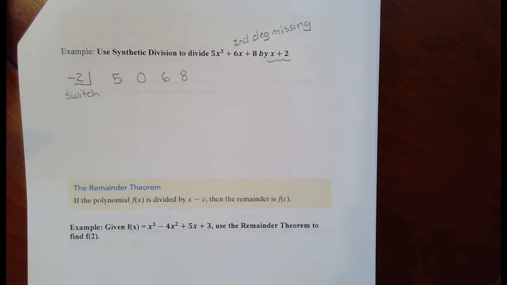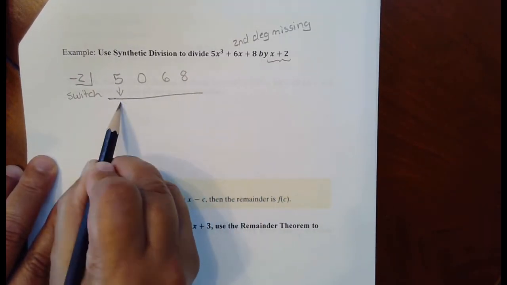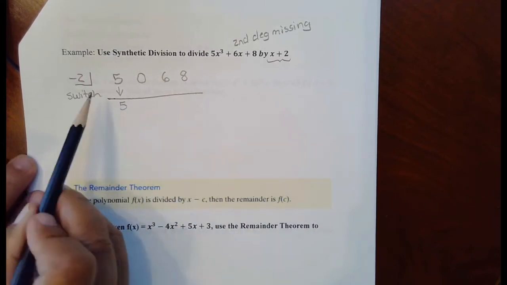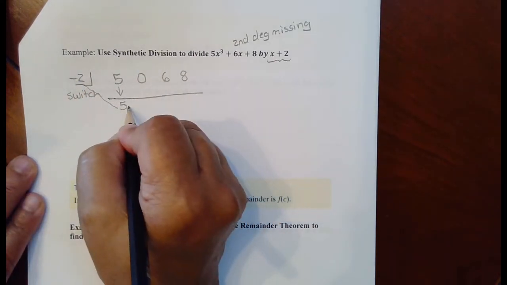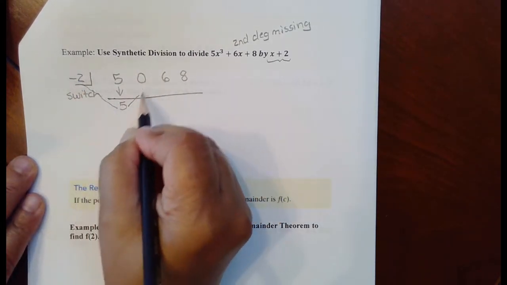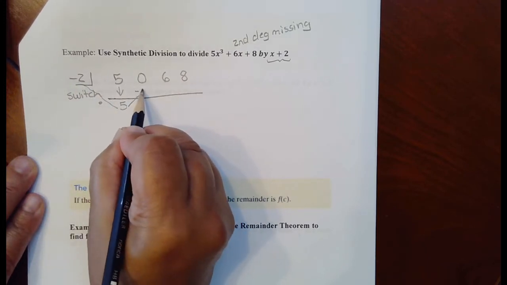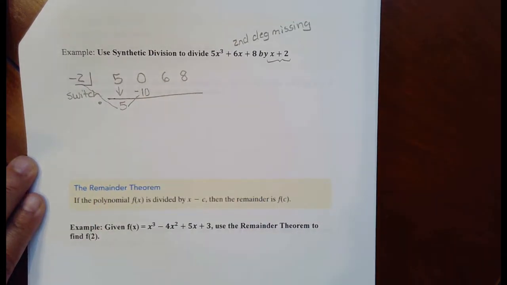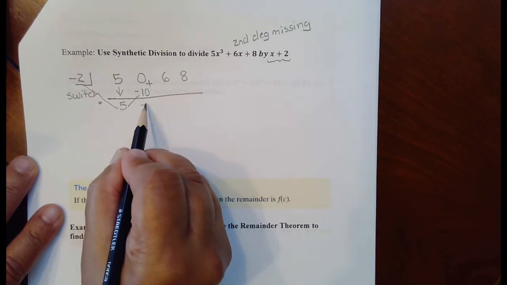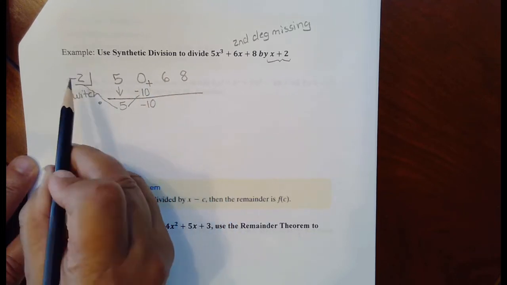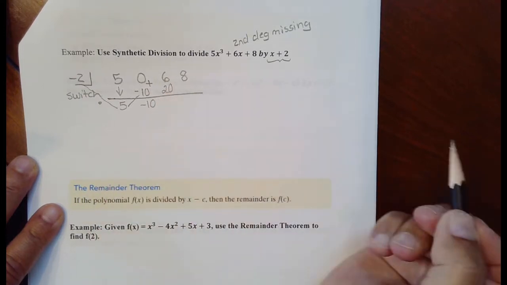Then you're going to combine these. That's going to be 26. And then -2 times 26 is -52. Then you're going to add this. Whoops. And that is -44. And remember, the last column is your remainder, whereas all of this is your quotient.